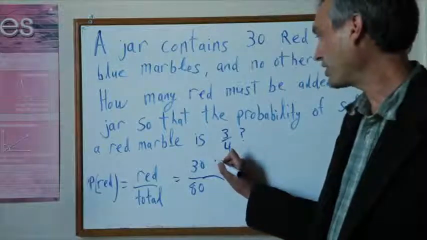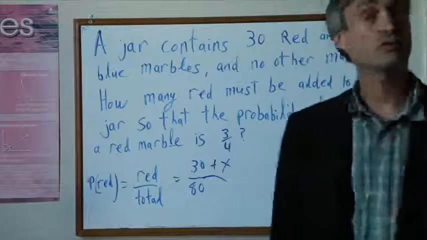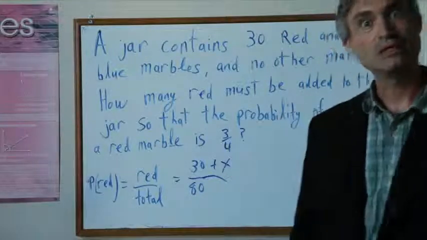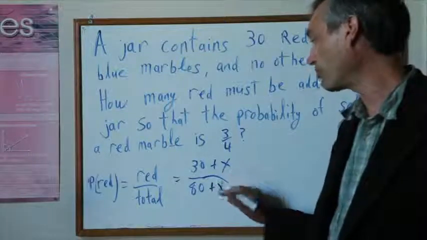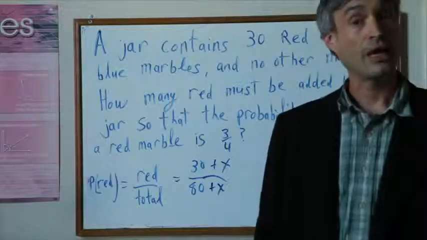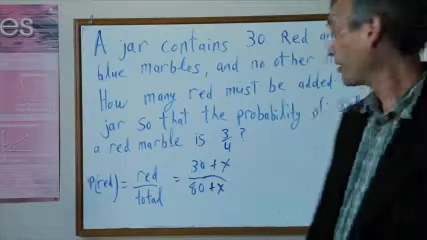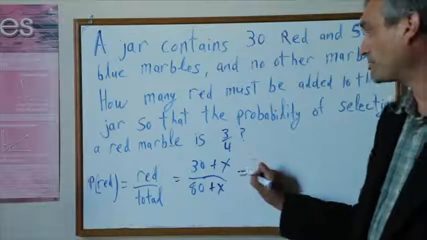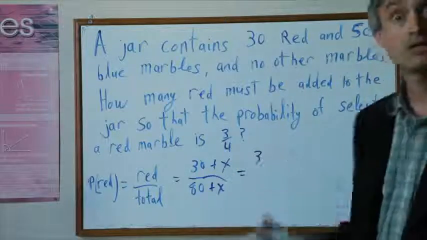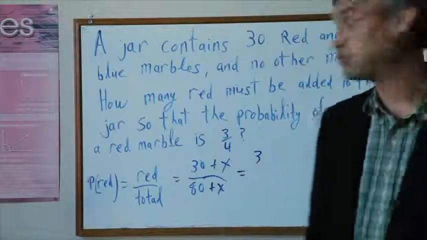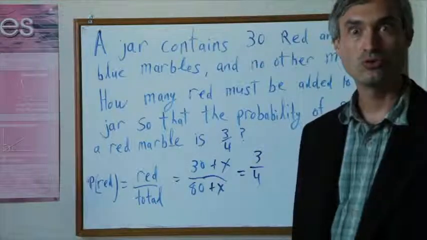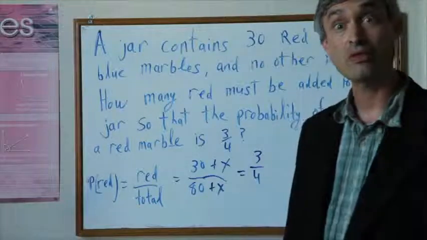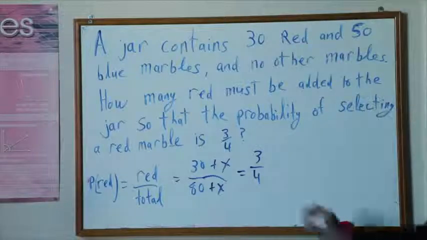We don't know how many, so let's add X red marbles. And the key inference is that's also going to add X to the total number of marbles in the jar. And after doing all that, the resulting proportion is meant to equal the probability of selecting a red, namely 3/4. From there, you can solve by using the cross-multiplying method. Hopefully you've seen that before.